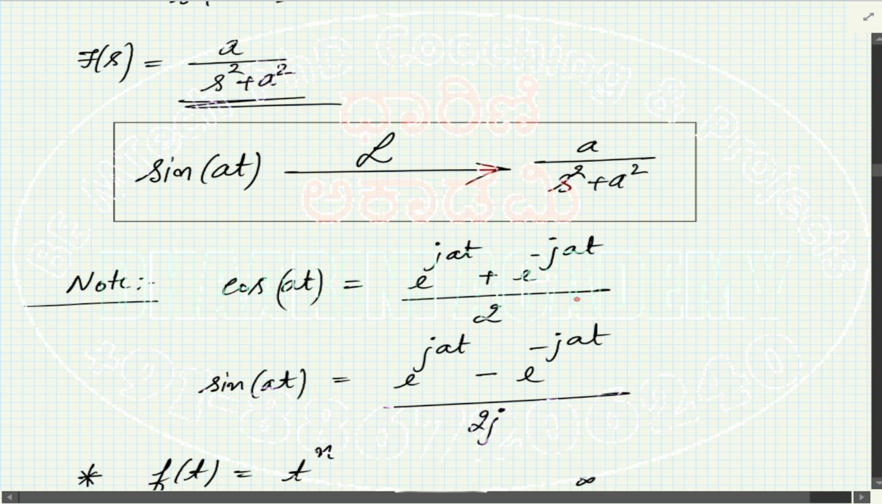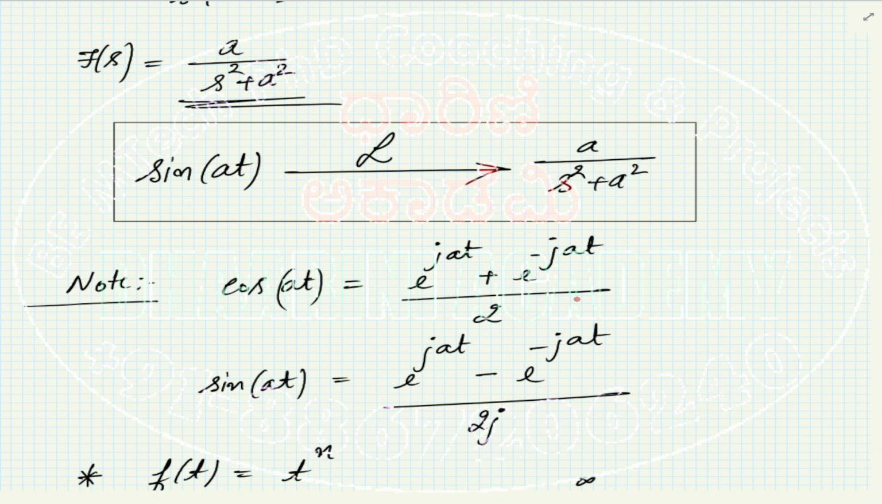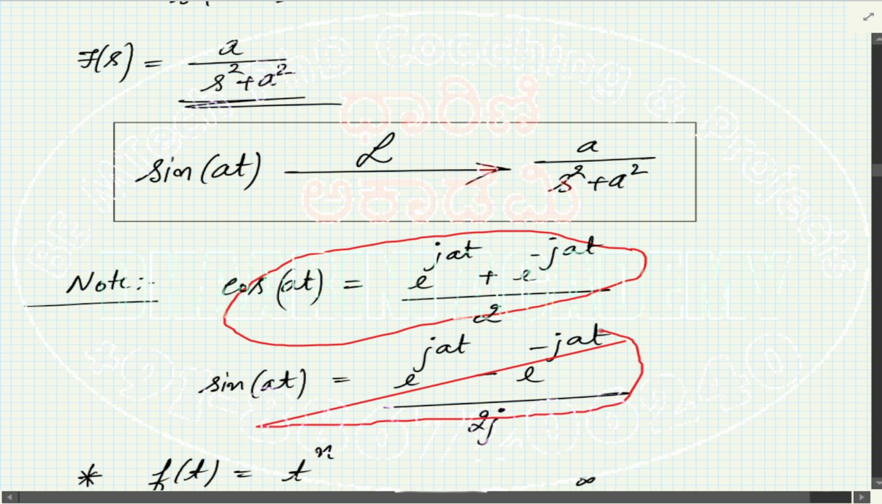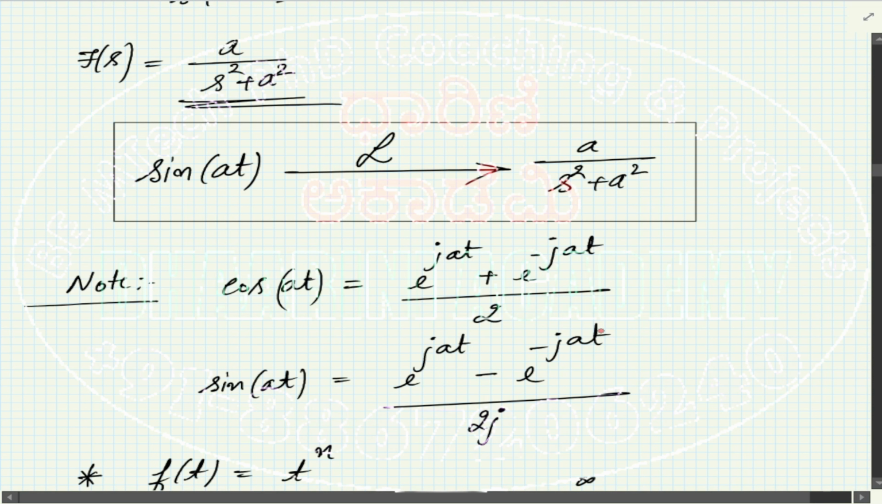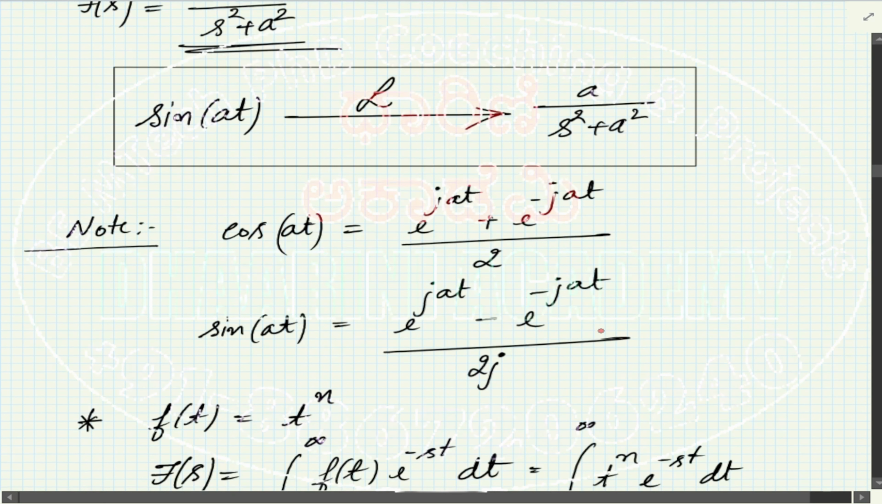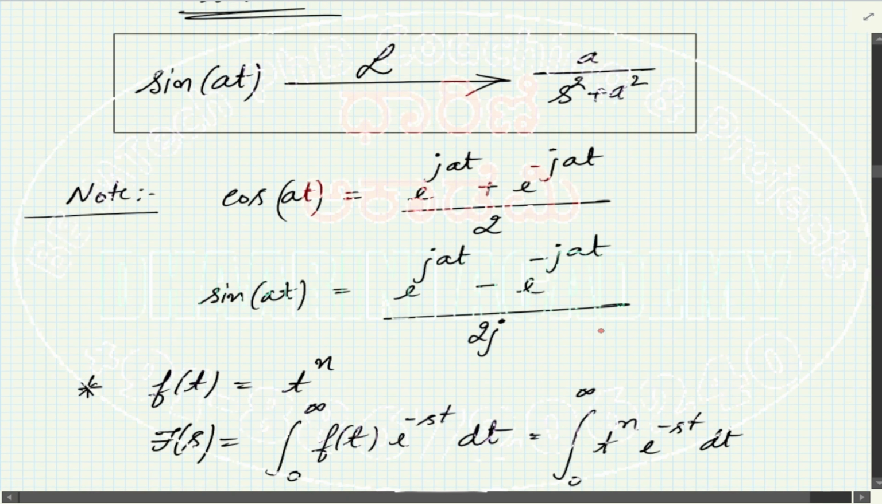Correct. So there is another option to solve this. You can try this later. Instead of using the properties of integration, you can substitute cos at as this, or even sin at as this. That's also good. Then you can multiply by e to the st to this, and you can solve. It's also going to give you the same answer. You verify. Let me know if you have any doubt in that.